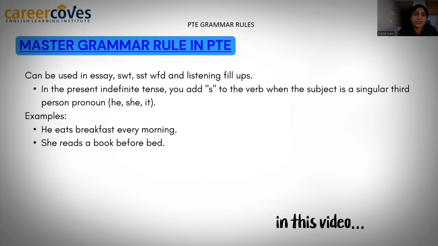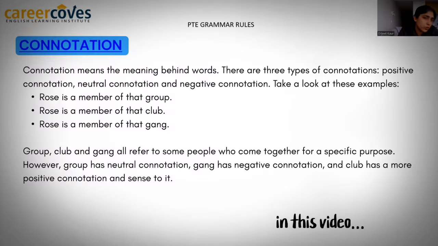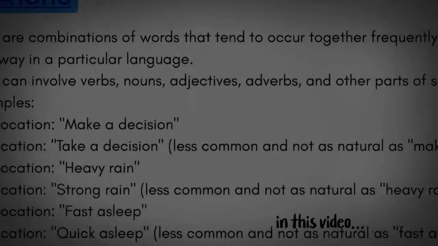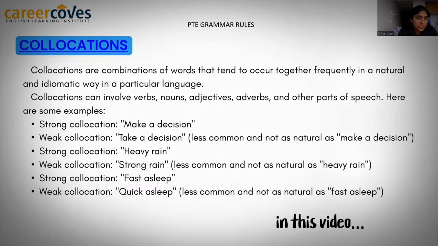Doesn't matter whether you are doing your essay, summarize written text, summarize spoken text, write from dictation, or listening fill in the blanks, there can be this. Also, Rose is a member of that group. Rose is a member of that club. And Rose is a member of that gang. So there is a positive thing, there is a neutral thing, and there is a negative condition. Make a good combination of two words. Heavy rain. We can't say strong rain.